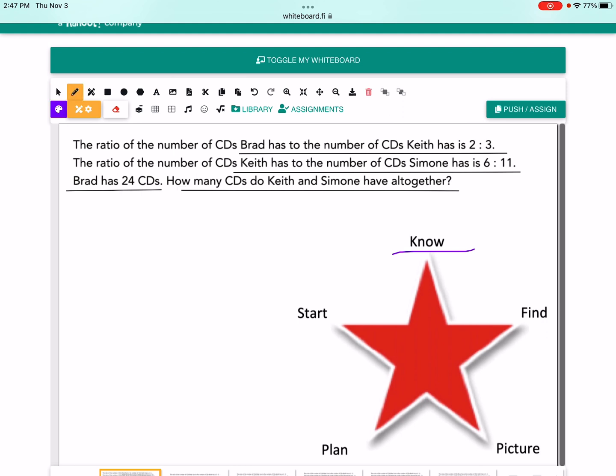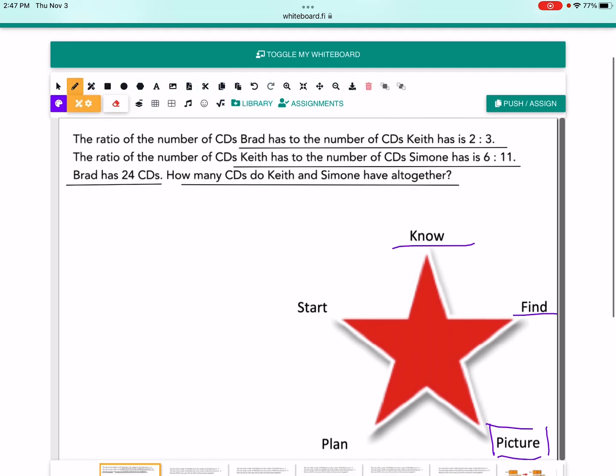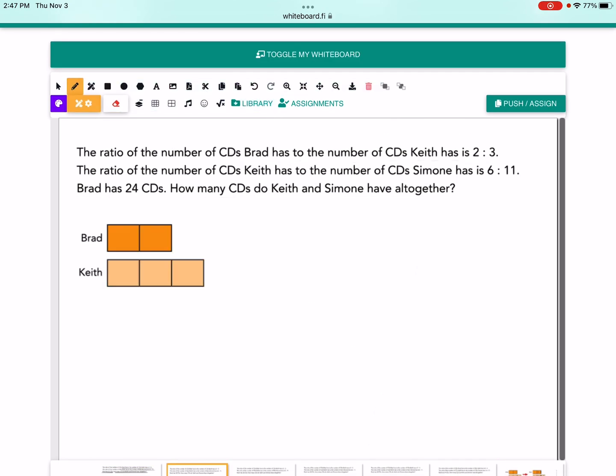Well, that actually is the piece that we need to find. So we're at the second point of our star. And the last thing we need to do is figure out what to draw or do in order to get an idea of what we're actually working with. So I want you to think about that for a second and think how you would represent Brad's CDs to Keith's CDs. Well, if you drew a picture that looks something like that, you're on the right track, because the ratio of Brad's to Keith's is 2 to 3, and this is a good representation of it.